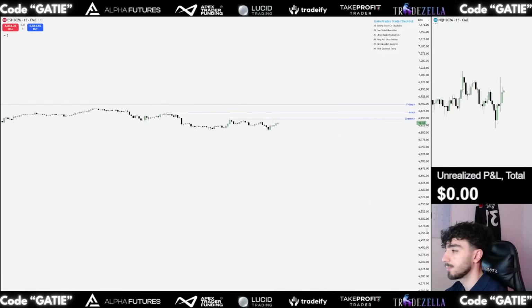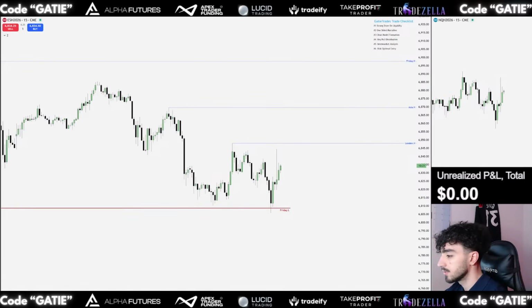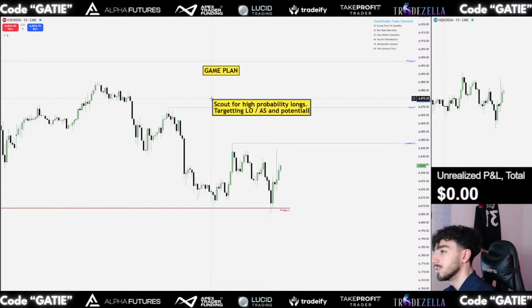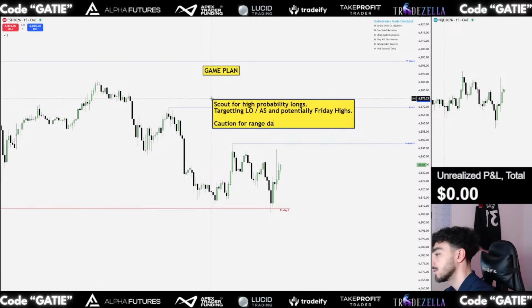I'll write out a game plan now. Game plan. Go for high probability longs. Targeting London, Asia, and potentially Friday highs. Caution for range day. Safety protocol day.